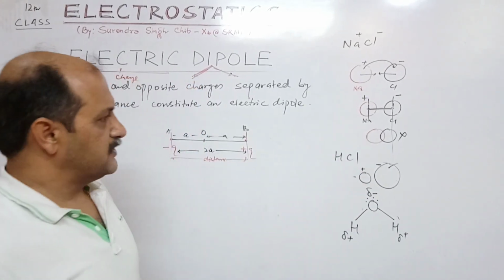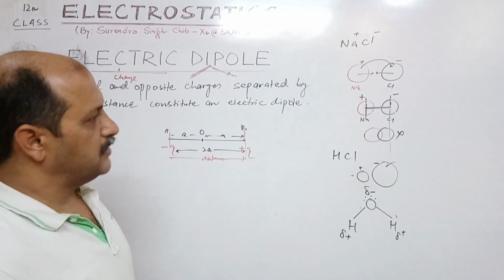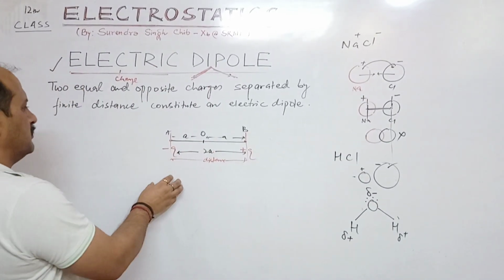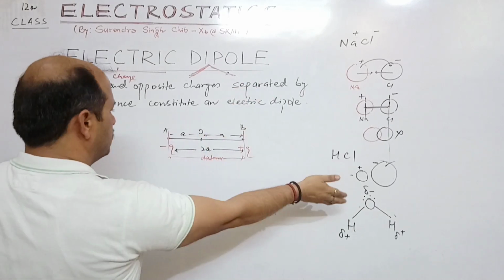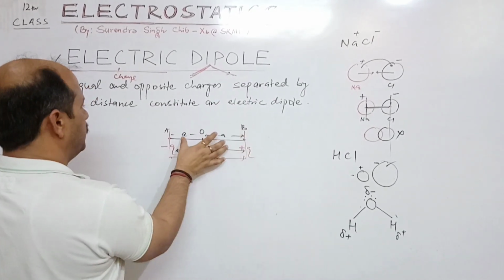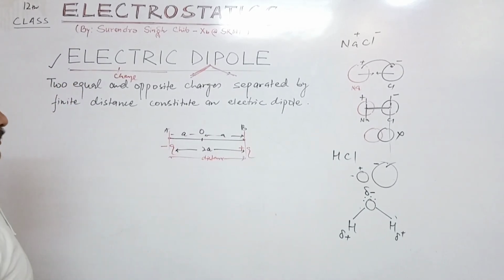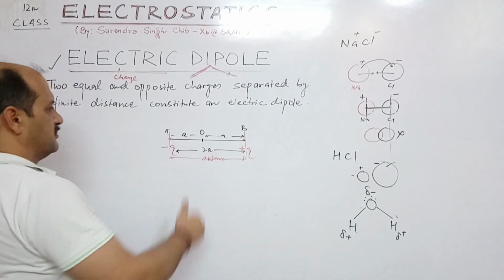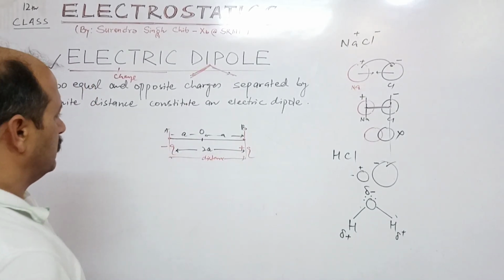This is a few examples of electric dipole. This is in chemistry, but in physics, electric dipole is similar to this. In this, we think that there is a negative charge, there is a positive charge, and there is a separation distance between them. And this separation distance is called 2a, and this constitutes an electric dipole.